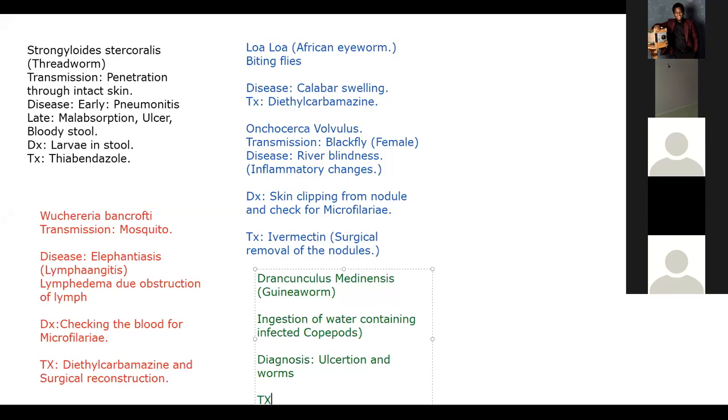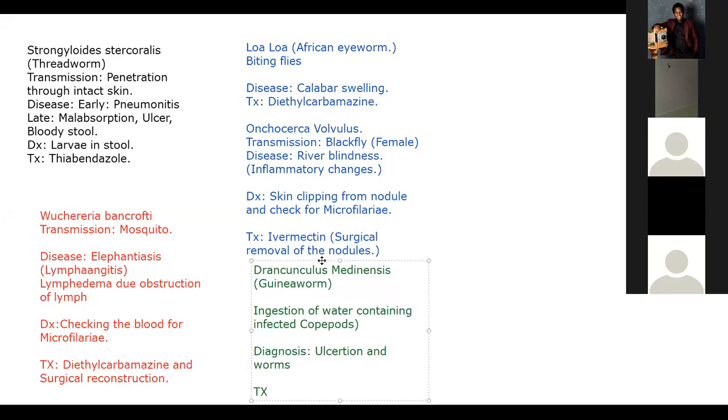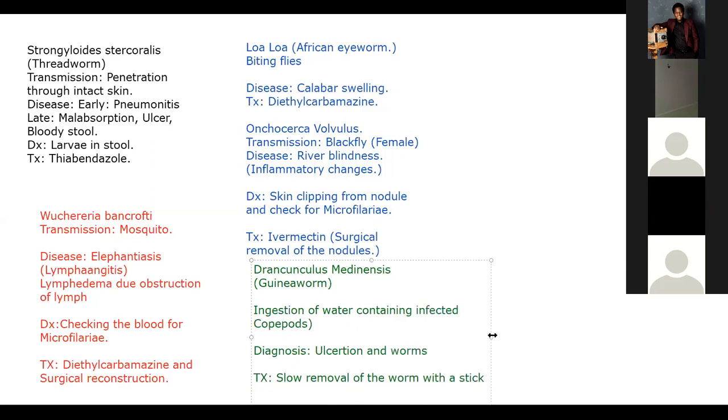And the treatment is the very interesting thing, doctors. Most times they ask the patient to put the leg inside water, and the worm begins to swim out gradually. They attach a small stick to it and gradually roll it. After a while they stop and continue the next day, because you have to be very careful. Make sure that when you are bringing it up, it doesn't break, because if it breaks it can cause anaphylaxis. So treatment is slow removal of the worm, wrapping it around a stick. That is a very interesting way to treat it.